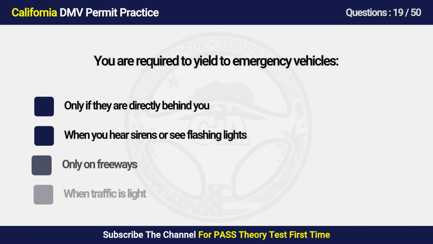Question 19. You are required to yield to emergency vehicles. A. Only if they are directly behind you. B. When you hear sirens or see flashing lights. C. Only on freeways. D. When traffic is light.